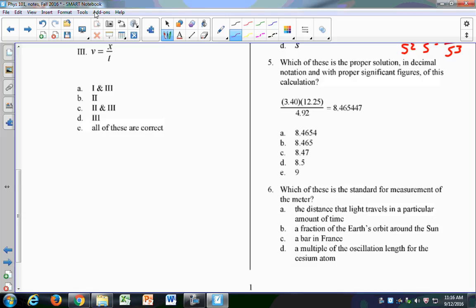Is that clear? Make sure you know how to do addition and subtraction as well. With addition, you keep the lowest number of, I always get this confused, which is it with addition? Number of decimal places. Is that right? Yeah, sure, decimal places. And then with multiplication and division, you keep the lowest number of significant figures. And you follow the order of operations.